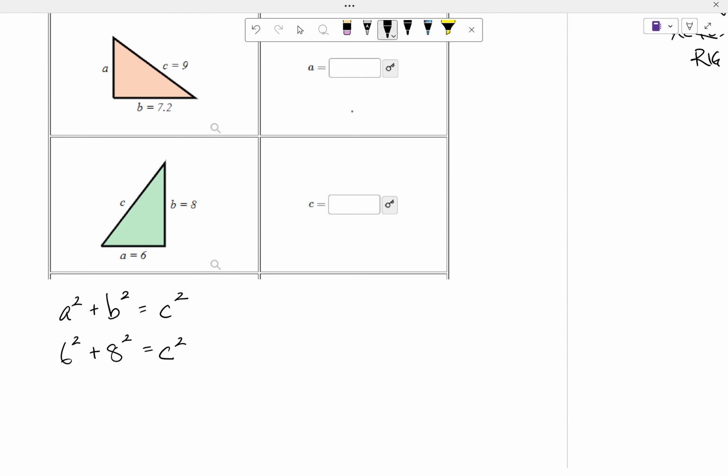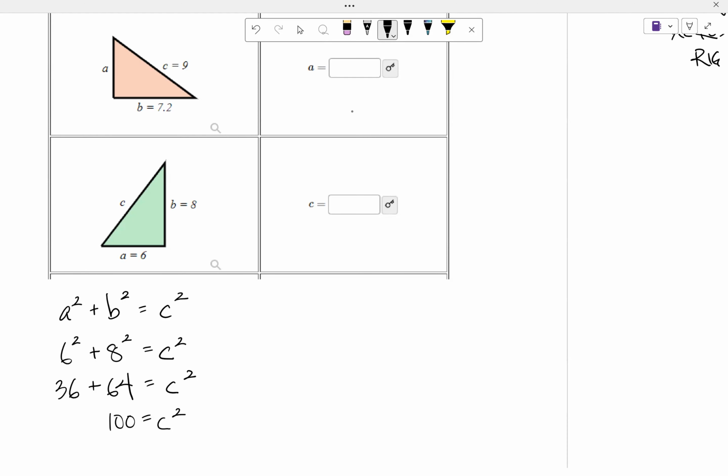Okay, now when I type into my calculator 6 squared, I get 36. Plus, when I type into my calculator 8 squared, I get 64 equals c squared. Now I'm going to add these two numbers together. So 36 plus 64 gives us 100 equals c squared.